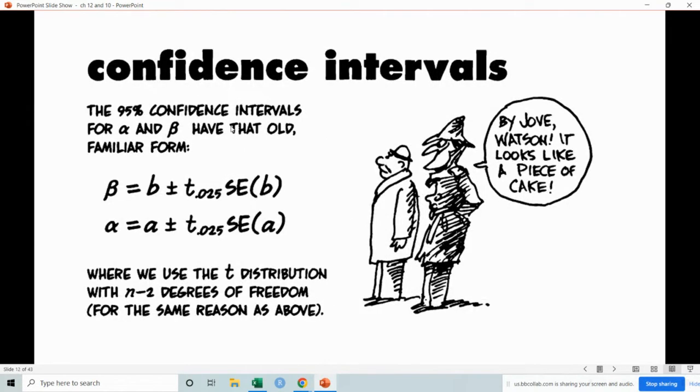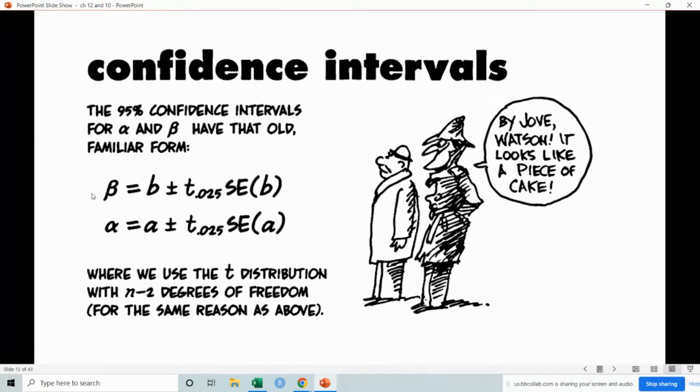So confidence intervals, we're going to compute a 95% confidence interval for alpha and beta. They have the familiar form. We have beta equals our point estimate b plus or minus. So it's 95%, so alpha 0.05 divided by 2 gives us 0.025. We look that up on our t-value chart, and then we multiply that times the standard error of b, and that gives us the confidence interval. So the same way we find a confidence interval in general.